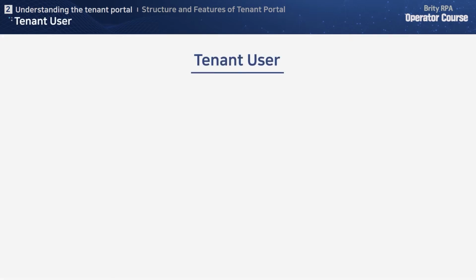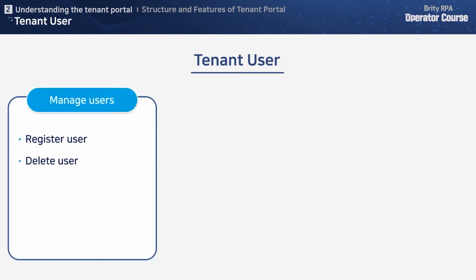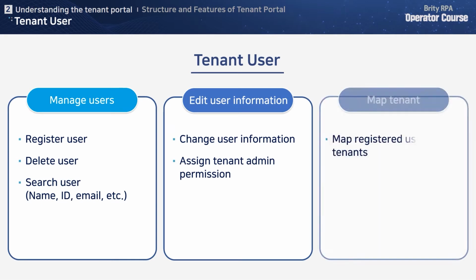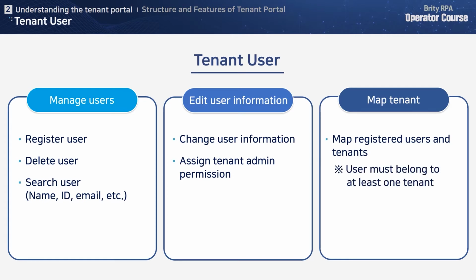Let's take a closer look at the User Management feature for Tenant Portal. First of all, you can register and delete users, as well as search for registered users by name, ID, email, etc. You can search and change user information, and you can also specify tenant admin permissions. You can also map between registered users and tenants. In this case, the user must belong to at least one tenant.